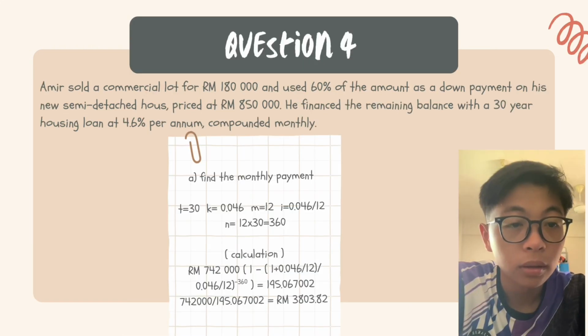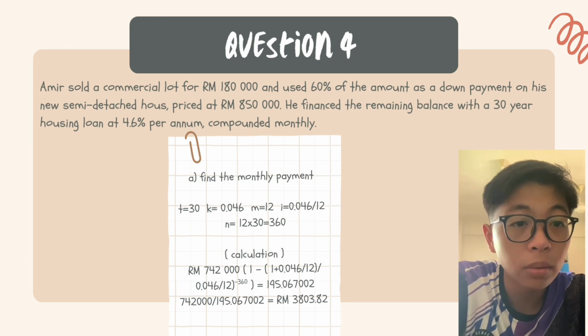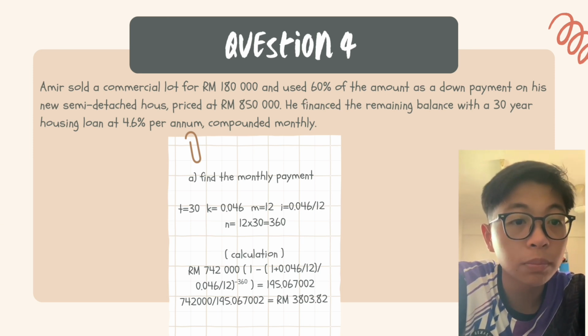So K is 4.87%. For question 4a, Amir bought a house for 850,000 ringgit. He paid 60% of 180,000 ringgit as the down payment, which is 108,000 ringgit. So the amount he actually borrowed from the bank is 850,000 ringgit minus 108,000 ringgit, which equals 742,000 ringgit.